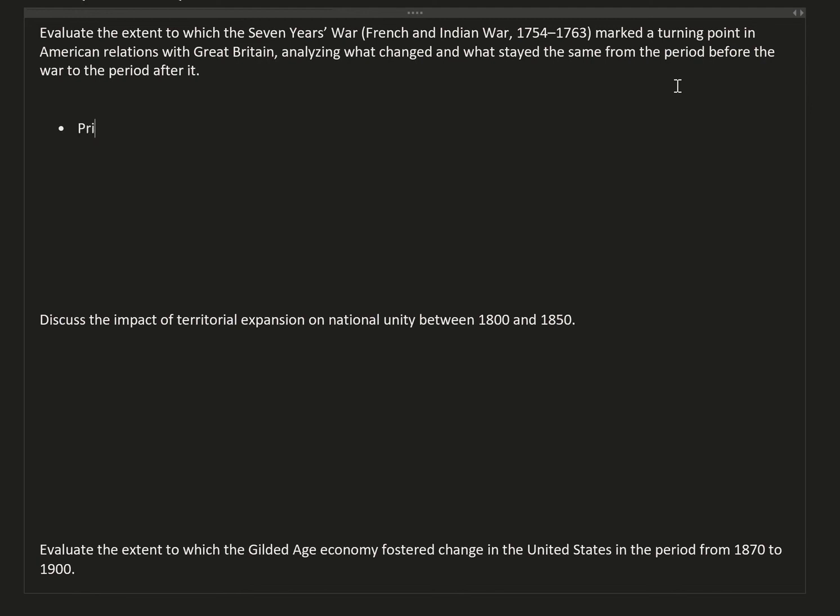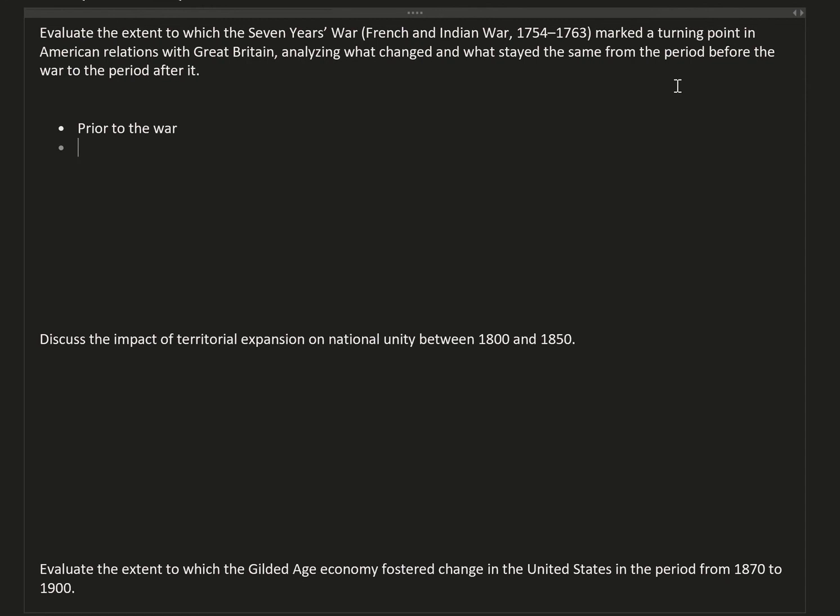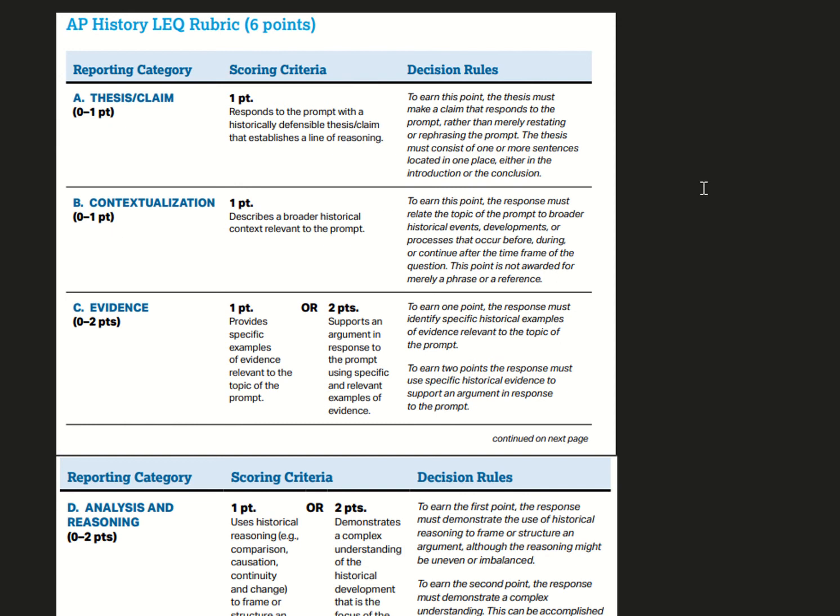So what we want to talk about is some things that are prior to the war, after the war, and remember with the rubric, hold on, let me bring that up now. Remember, with our LEQ, we've got 6 points that we can get. 1 point for a thesis, 1 point for contextualization. We'll talk about appropriate ones for each of these questions in a minute. 2 points for evidence, and the important thing is that you are supporting your argument with this and not just saying, here's some stuff about the French and Indian War and before and after. Make an argument and support it.